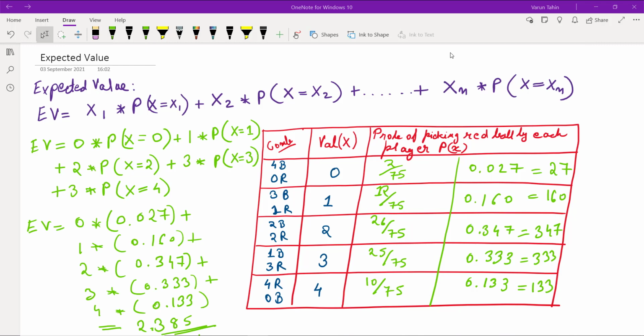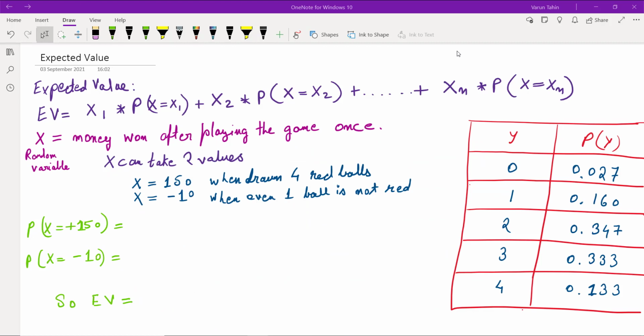Now you'll observe that we have taken into account all the probabilities and all the values of x in this calculation of expected value. Now what we'll do is we'll assign the random variable x to the money won after playing the game once, and then we will see what is the expected value and whether it is beneficial for the player to play the game or not.